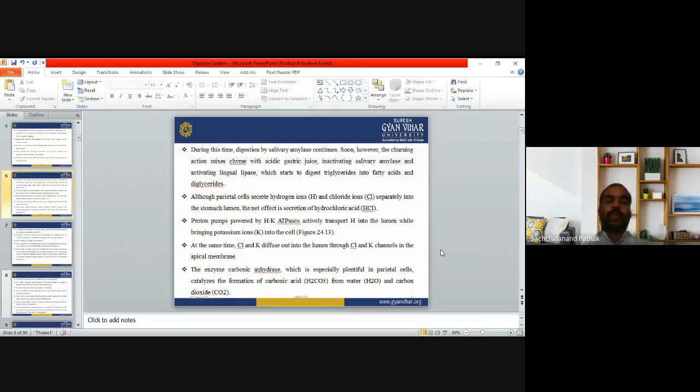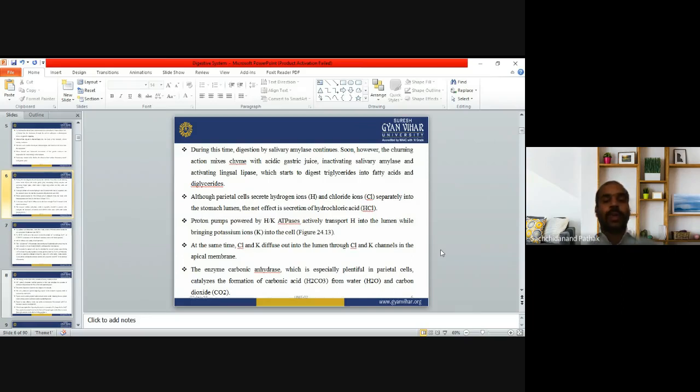Digestion by salivary amylase continues. Soon, however, the churning action mixes the chyme with acidic gastric juice, inactivating salivary amylase and activating lingual lipase. When salivary amylase goes into the stomach, the stomach has an acidic environment, so the acidic gastric juices cause the inactivation of salivary amylase and the activation of lingual lipase. Now this will start to digest the triglyceride, breaking it down into diglyceride and fatty acid.